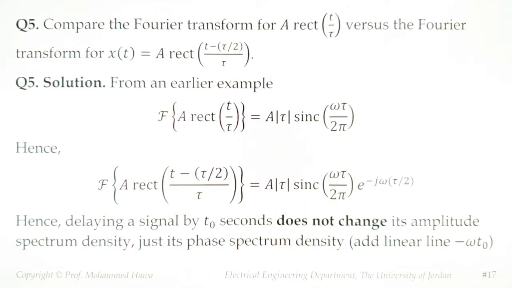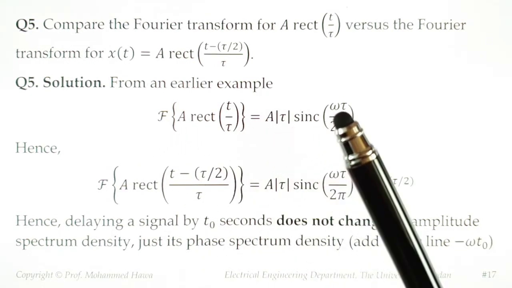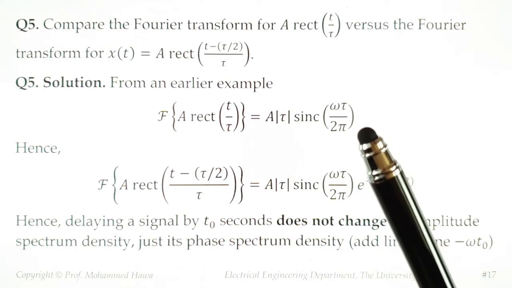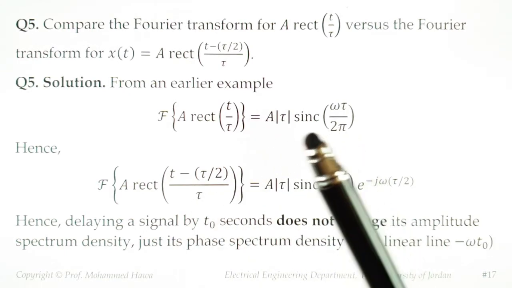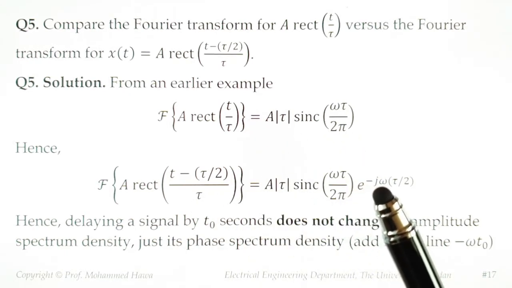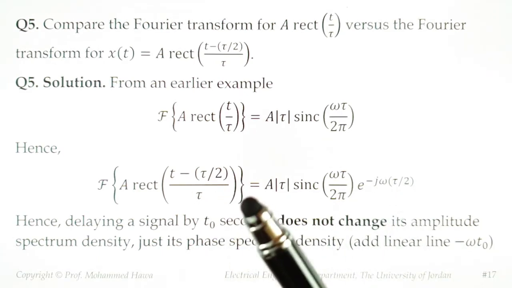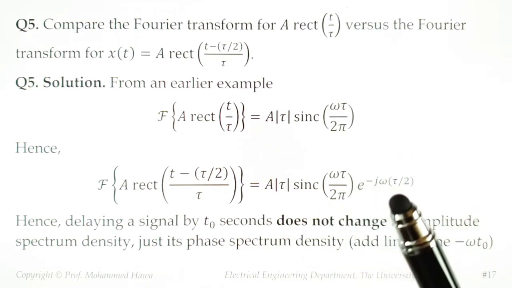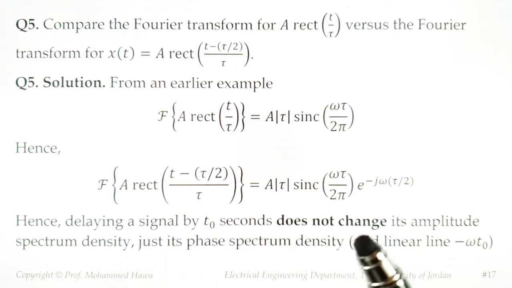What is the solution? Well, we already know that the Fourier transform of a rect t over tau is the absolute value of tau sinc of omega tau over 2 pi. Let's apply the time shift property, which says that due to this minus time shift, you have to multiply X of omega, this result, by e to the minus j omega times the amount of time shift, tau over 2. So the answer has the same magnitude, but there is an extra phase shift. In other words, delaying a signal by t naught seconds does not change its amplitude spectrum density, just its phase spectrum density, by adding a linear line with a slope of minus t naught.